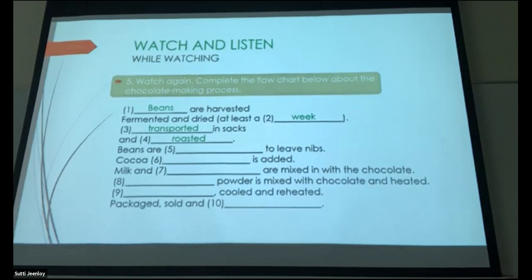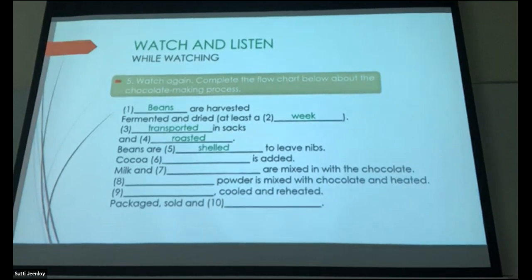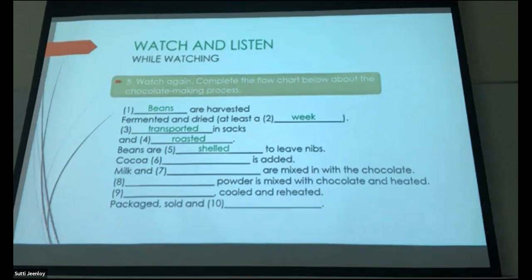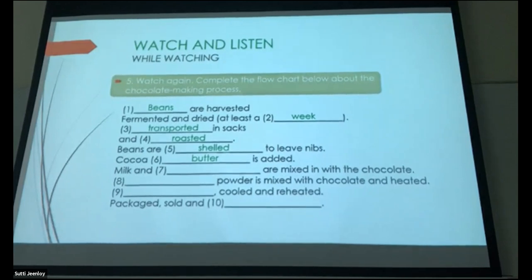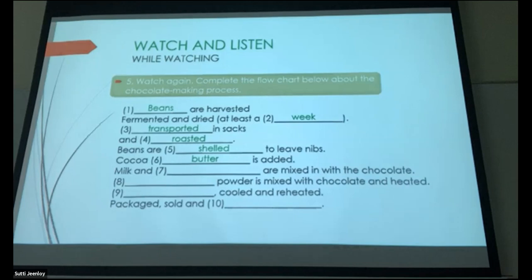shelled to leave the nibs, right? Beans are shelled, right? Shelled to leave nibs. Cocoa butter. Cocoa butter is added. Milk and sugar. Okay, sugar. Milk and sugar are mixed in with the chocolate.